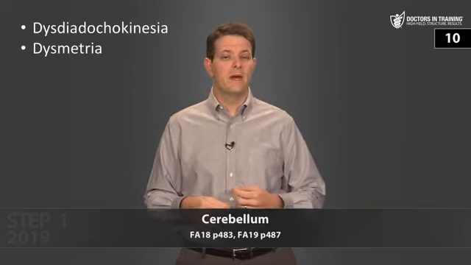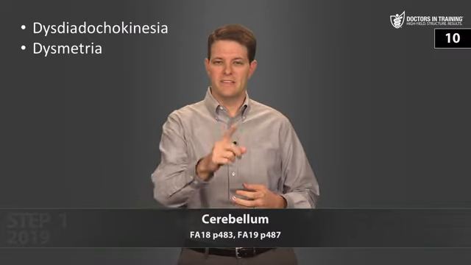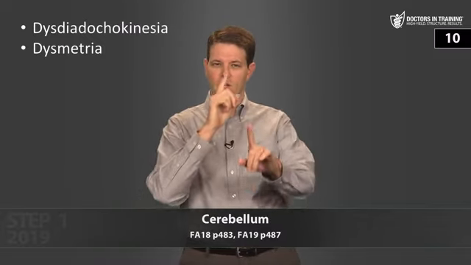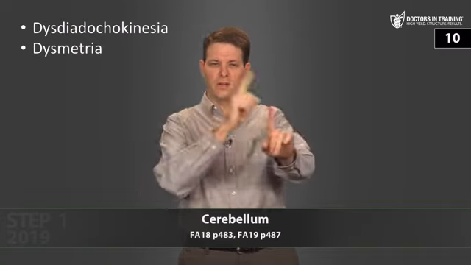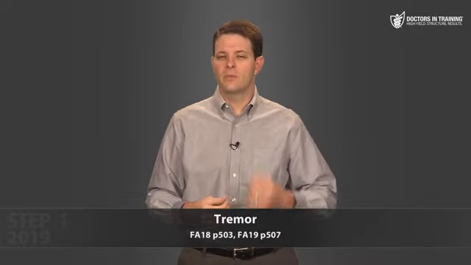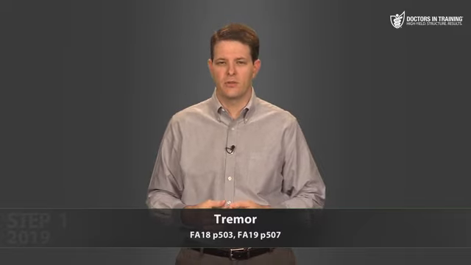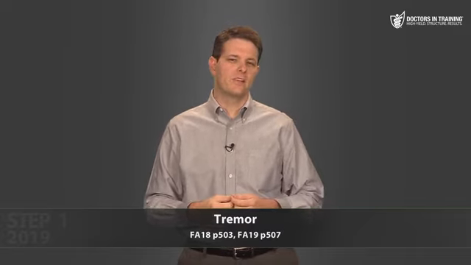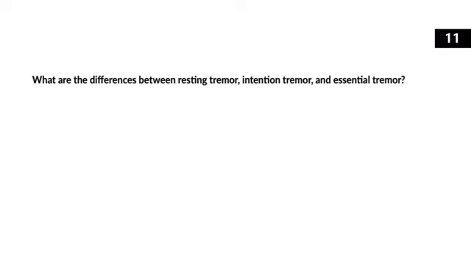Patients can also have dysmetria, which means they have trouble controlling the distance and speed of a movement. That's why we do the finger-to-nose test, where you have the patient try to hit your finger with their finger. We mentioned that lesions of the cerebrocerebellum can cause intention tremors. Well, let's look at the next study guide question, which says, what's the difference between resting tremor, intention tremor, and essential tremor?